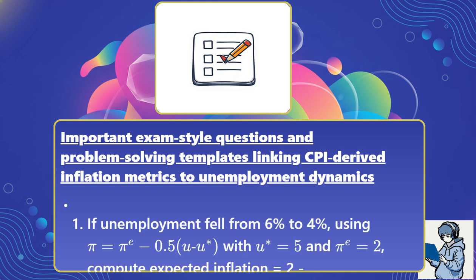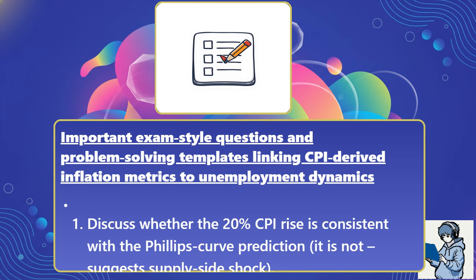$45,833. Step 4. If unemployment fell from 6% to 4%, using π = expected π − 0.5 × (u − u*) with u* = 5% and expected π = 2%. Compute expected inflation = 2 − 0.5 × (4 − 5) = 2 + 0.5 = 2.5%. Step 5. Discuss whether the 20% CPI rise is consistent with the Phillips curve prediction. It is not, which suggests a supply-side shock.